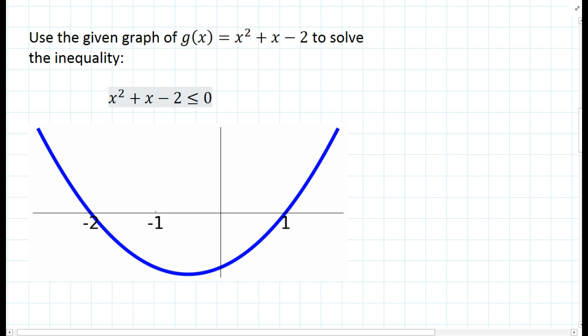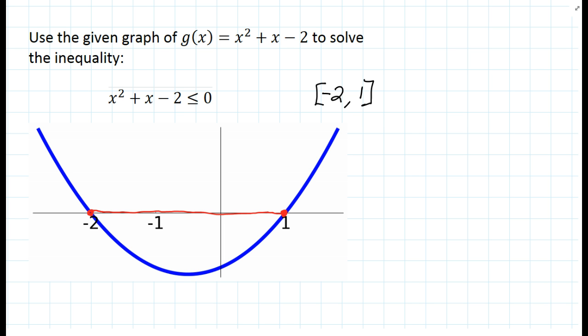So you can see we start hitting the x-axis at negative 2, and then we're below the x-axis right up until 1. Right? So our answer is going to be the interval from negative 2 to 1 closed. And again, we're closed because we are looking for the points where we're less than or equal to 0.